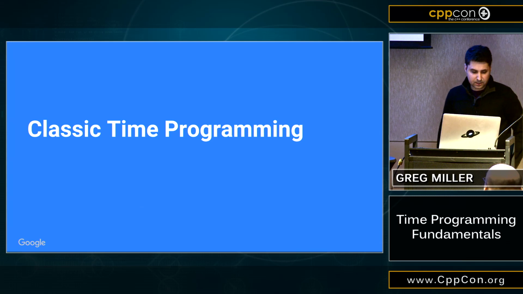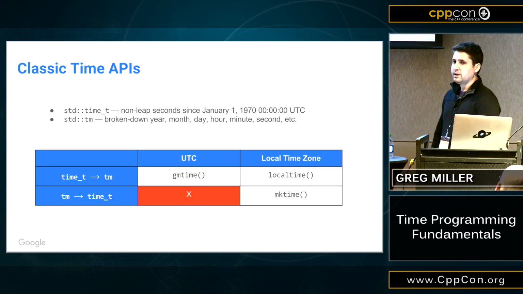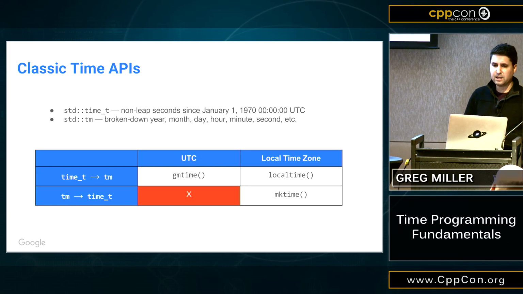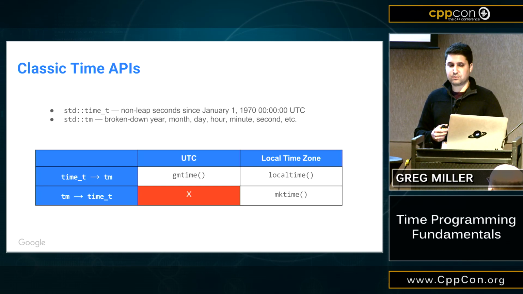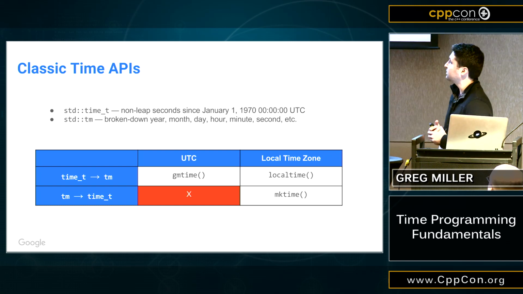So now I'd like to talk about some of the classic time programming APIs. Not a whole lot here. Hopefully most of this will be review for people, but these are the classic time APIs. They're still with us today. These APIs have shaped most of the modern time and time zone libraries that exist today and lots of the time code that exists today.